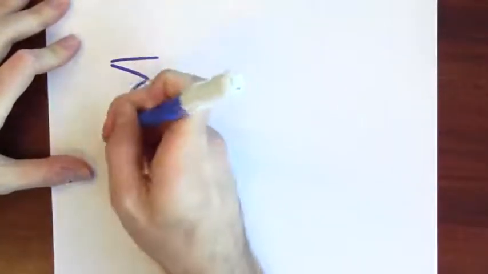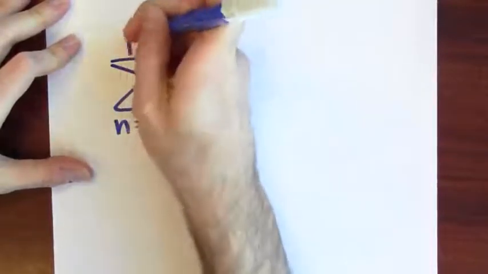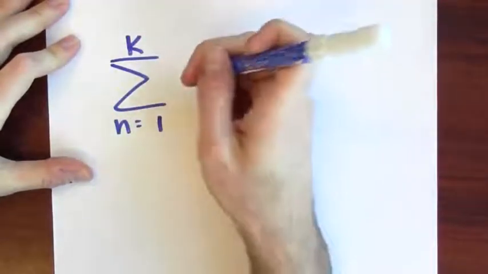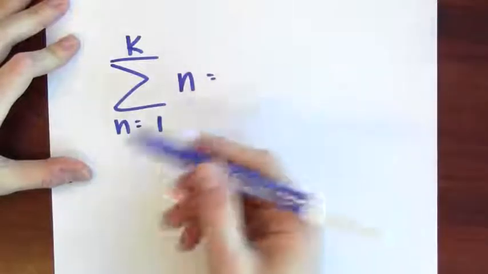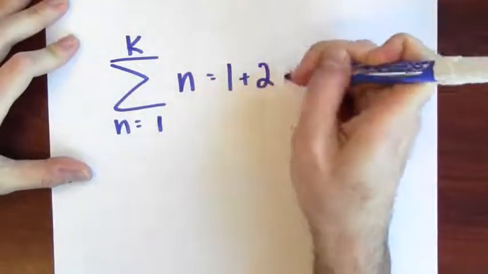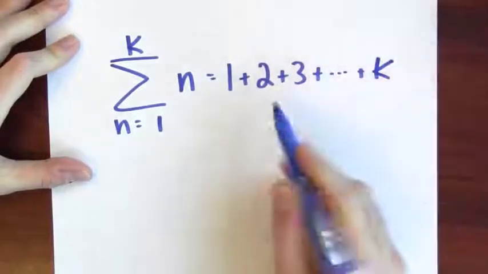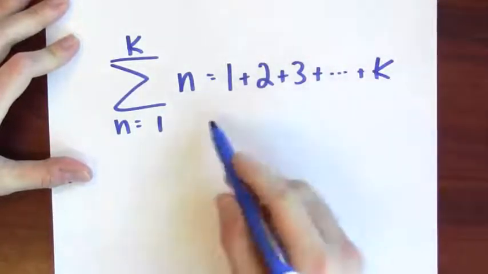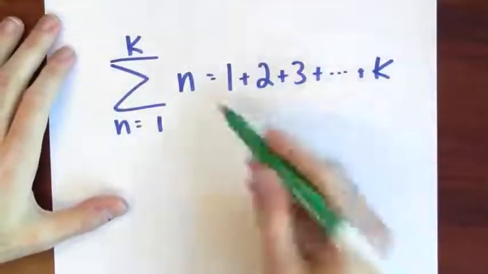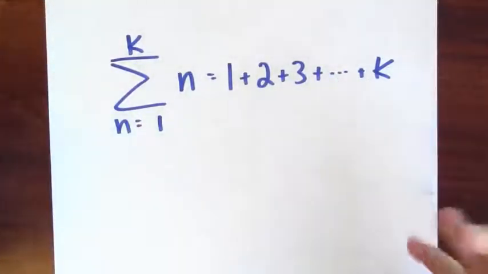Let's do another summation problem. The summation problem that I want to do is the sum as n goes from 1 to some number k of just n. In other words, I want to add up 1 plus 2 plus 3 dot dot dot plus k. I want to add up the first k whole numbers. These are called triangular numbers. The reason is because performing this sum is really counting the dots in a triangle.